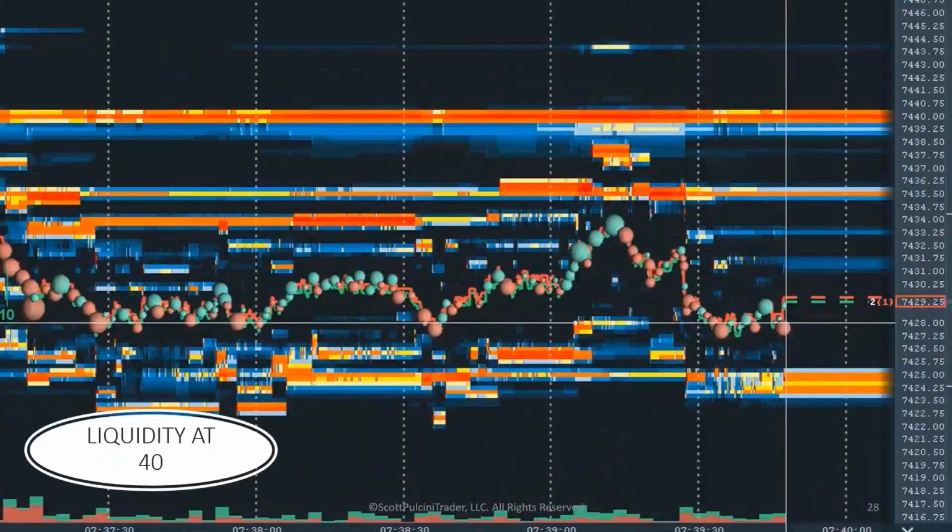Okay, here again you see the long-term liquidity sitting at 40, price staying in the range between the 20 and the 40.